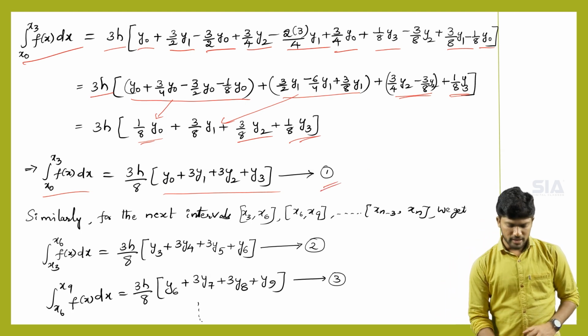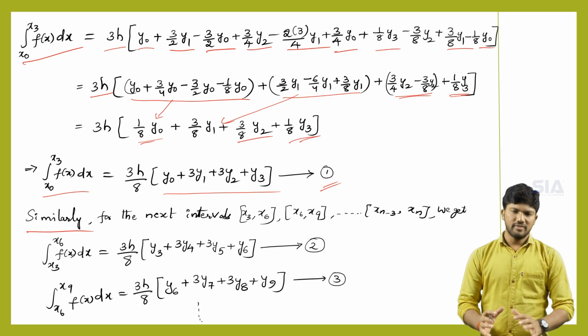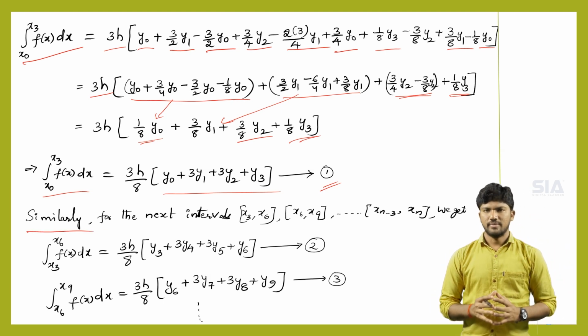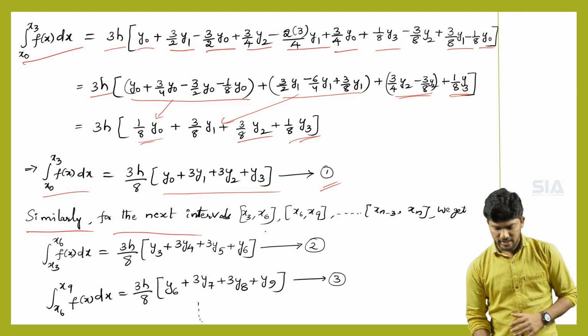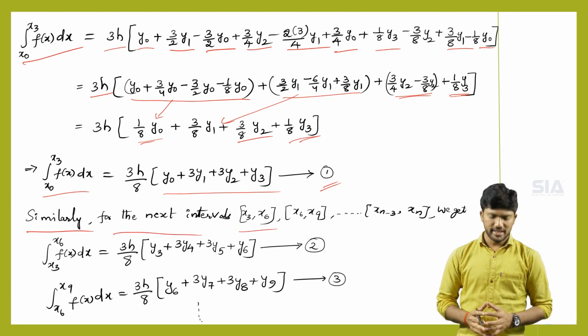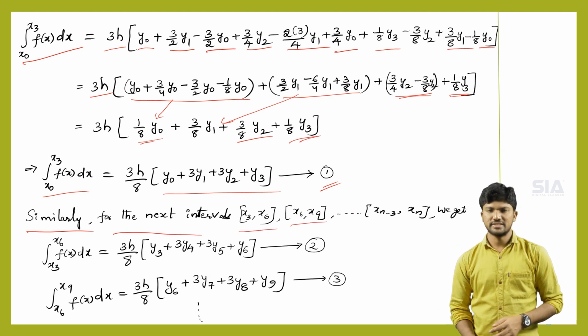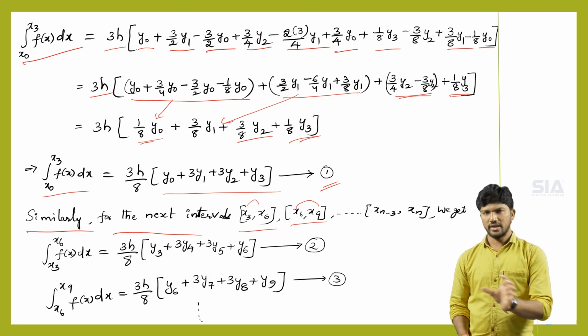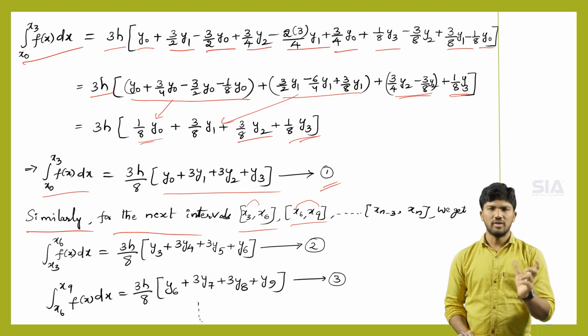Now, similarly, that equation number 1 is the integral equation for the first subinterval. Now for the next intervals x3 comma x6 and x6 comma x9. Why? Because here the common difference is n equal to 3. Now the difference also you have to get the 3 only.